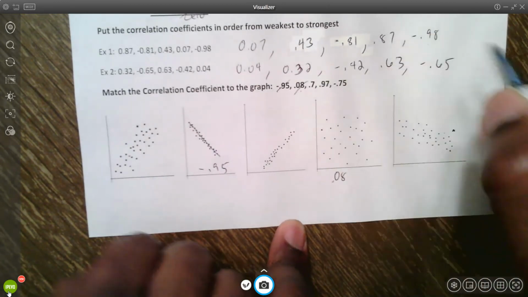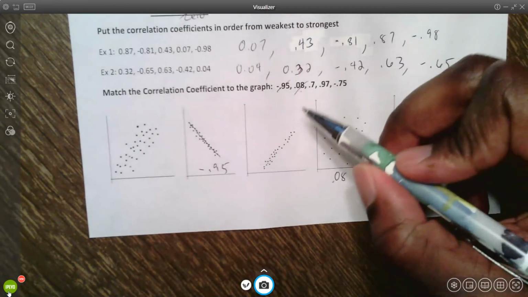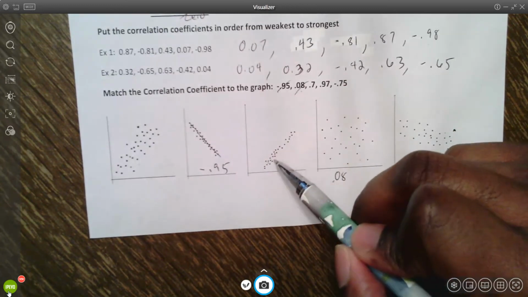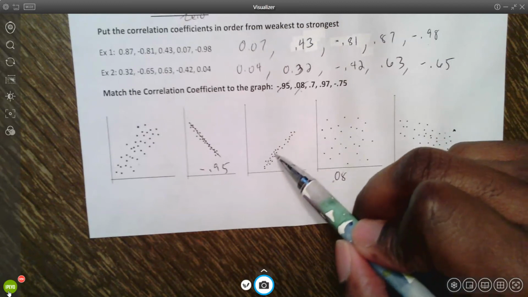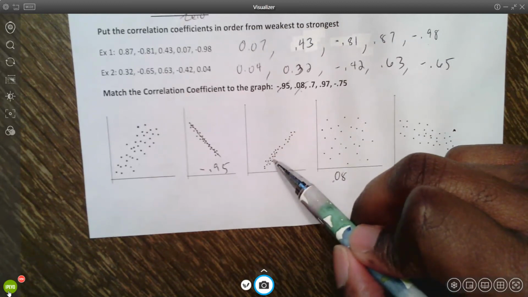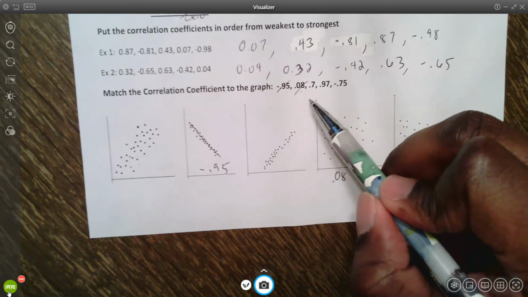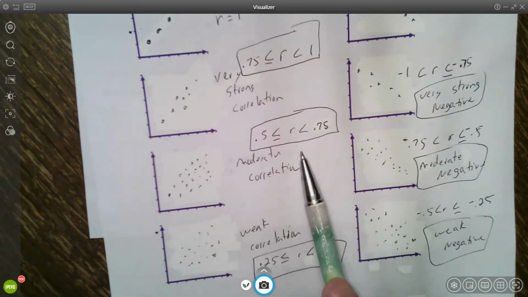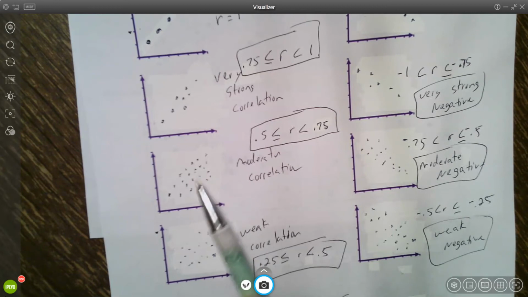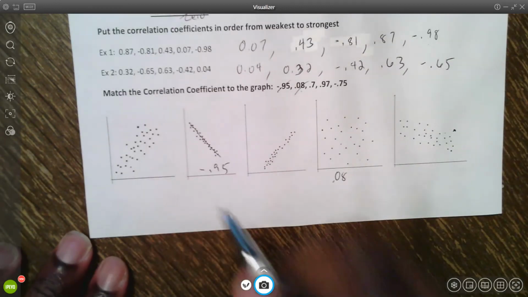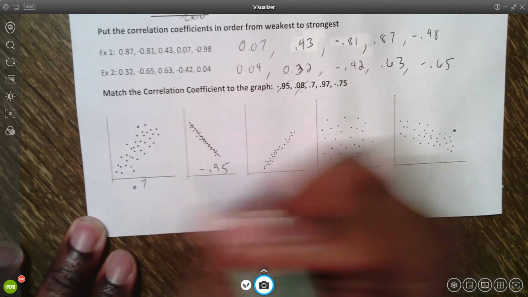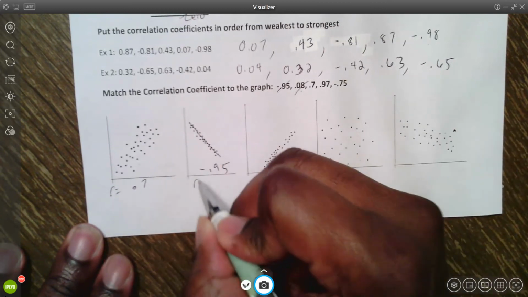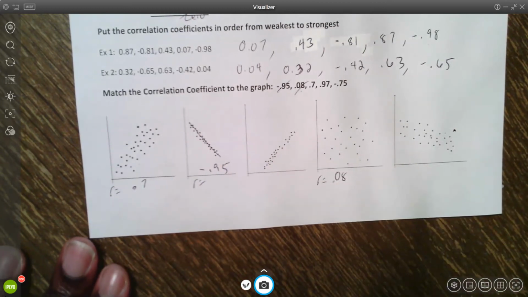The next one down is 0.7. We have to make sure the data set's positive. The only ones that are positive are these two. And this is a pretty tight set of data, so this is probably 0.8, 0.9, something really strong. It couldn't be 0.7, because 0.7 is in the moderate category. If you remember, 0.7 is somewhere like this. It's a bit more spread out. They're not as tight together. So I would say this is probably 0.7. That'd be the best answer for that graph. R would be about 0.7. You know what I'm saying? R in that case is this. R in that case is that.